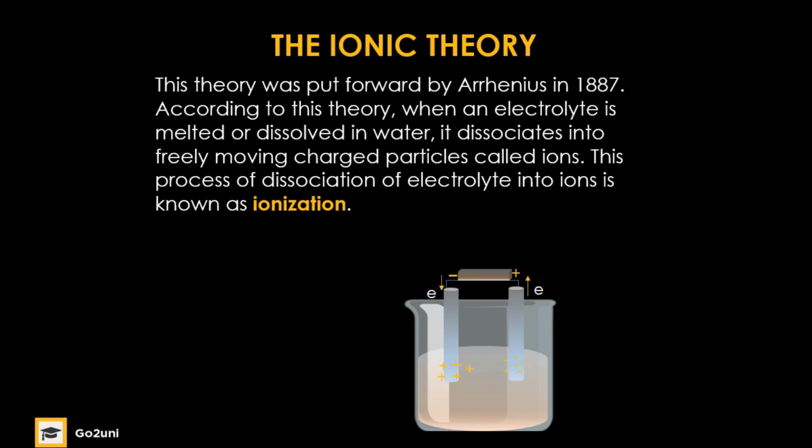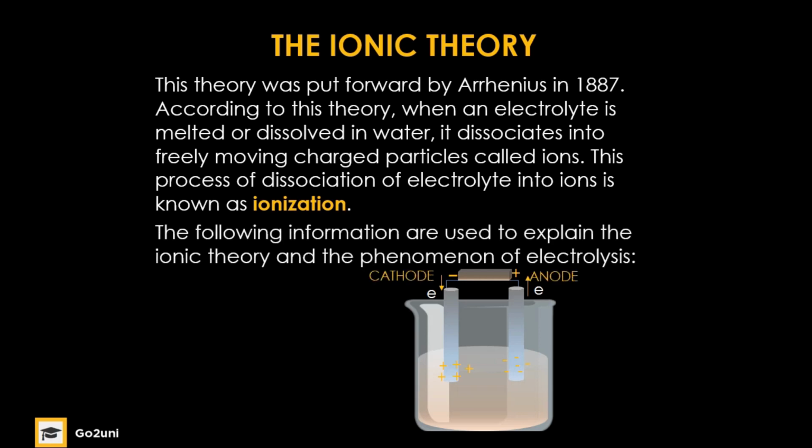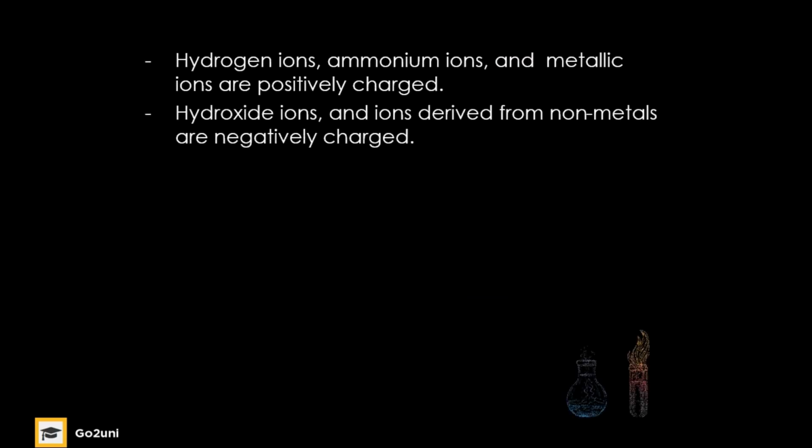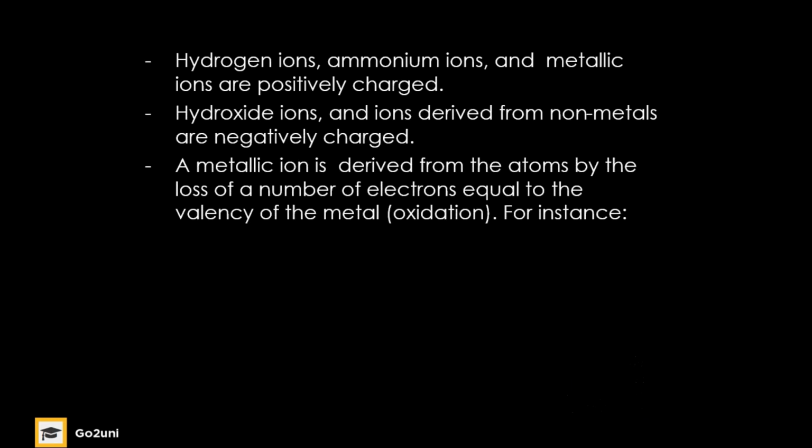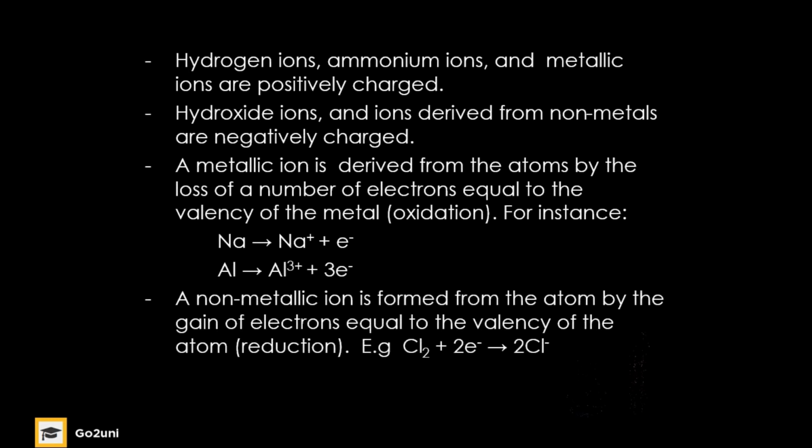So the process of dissociation of an electrolyte into its ions when it is dissolved in water is called ionization. Talking about ionization still, we shall use the following information to explain further what we really mean by ionization and also this Ionic Theory. What really is the Ionic Theory talking about? The Ionic Theory puts forward to us the characteristic split or dissociation of these substances in water.